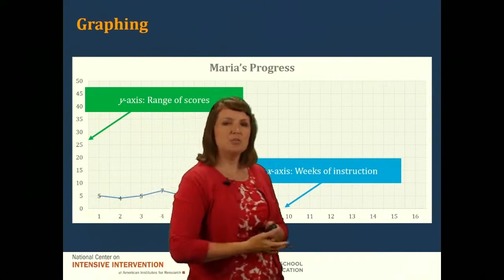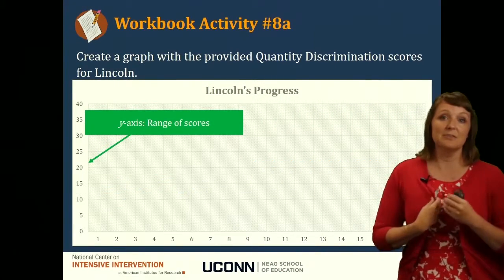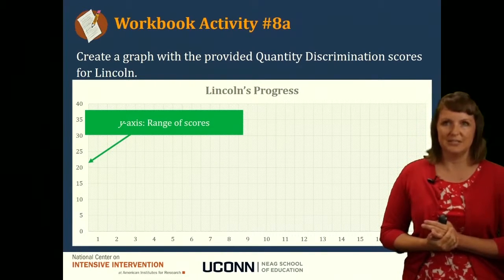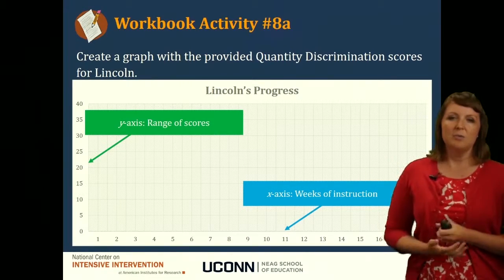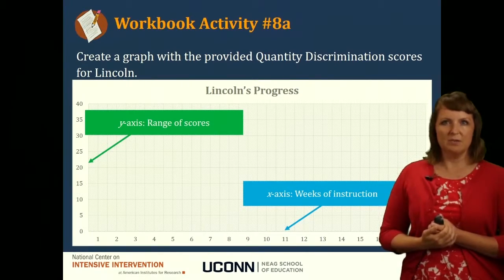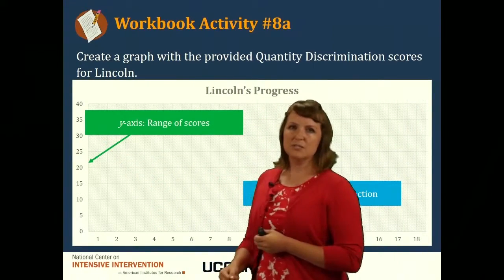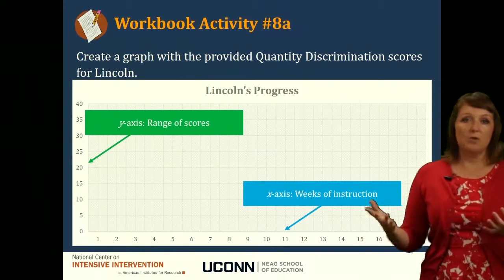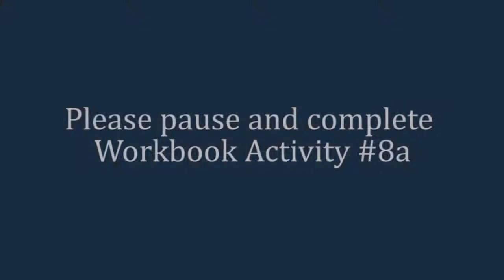So let's look at your workbook, and I want you to start activity 8A. This activity is going to have 4 parts to it, so you're going to keep coming back to this activity. But I want you to create a graph for a student named Lincoln with the quantity discrimination scores that we've provided. So remember, on your y-axis, you're going to use the range of scores. On your x-axis, I want you to use the weeks of instruction. You can draw this, or you can use some type of graphing program.